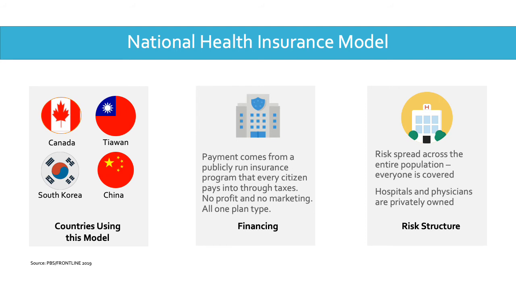So in the United Kingdom, the whole entire system is owned by the government, like it's a police force. In Canada and Taiwan, and the national health insurance model, it's just a national health plan that everybody gets access to through their taxes. But the physicians are private, the hospitals are all private.